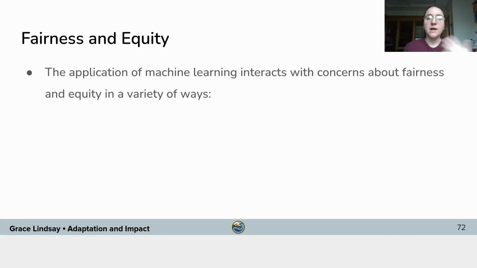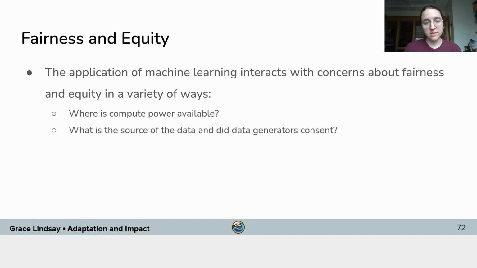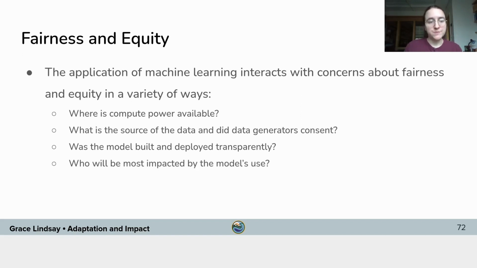So when you think about applying machine learning models, you have to think about, again, where is compute power available? Who will have access to running this kind of model? What is the source of the data? Did the people who generated the data or were involved in the data in some way consent to their data being used in this way? Was the model built and deployed transparently? So can everyone who's going to use the model or be impacted by the model know how it was built, what data it was built on, how it's being used, and who will be most impacted by the model's use? Are they involved in understanding the model, understanding how it's impacting them?